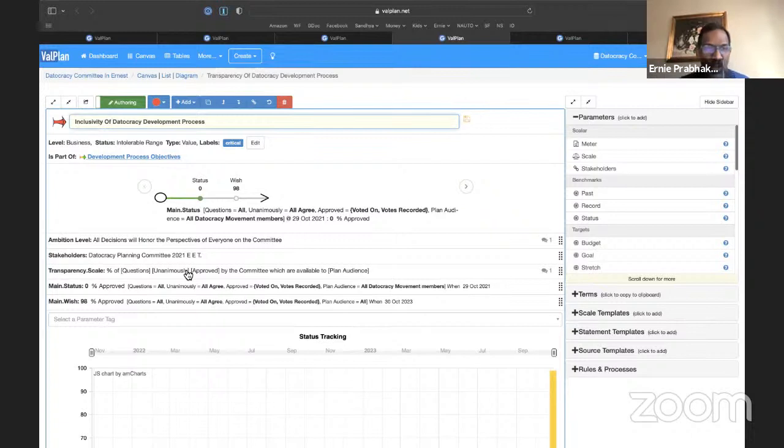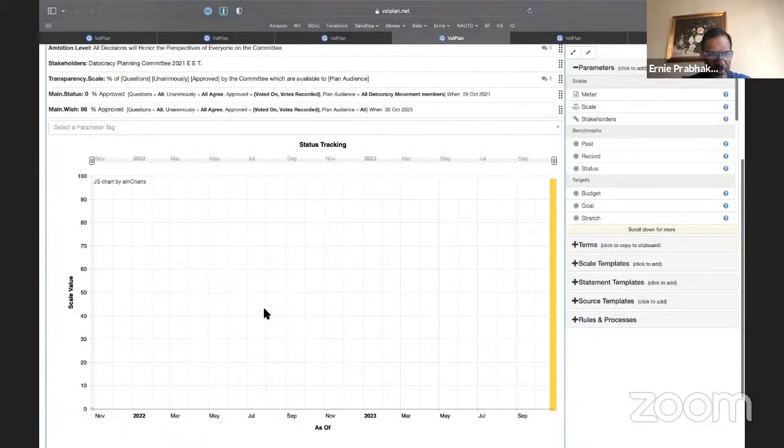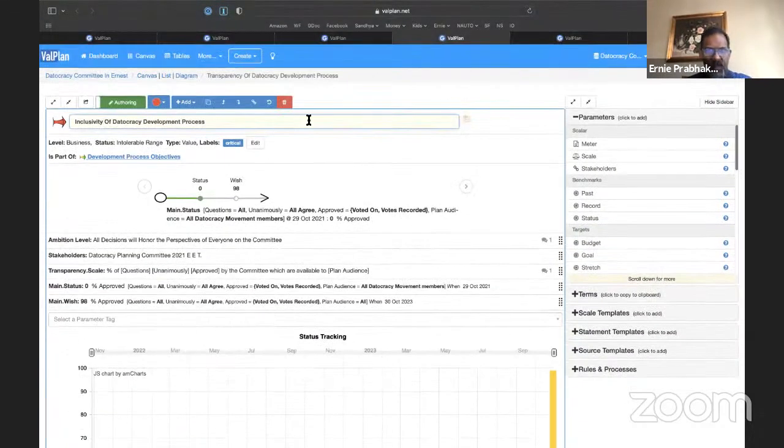at least this is what I was calling inclusivity, that we honor the perspectives of everyone on the committee. This may be the wrong term, but it seems like that's what he's going for here: the percent of questions unanimously approved by the committee which are available to the plan audience. So the idea is we ask some questions which capture our perspective, and then this leads to unanimous approval. So at least I think I know what he's getting to here.